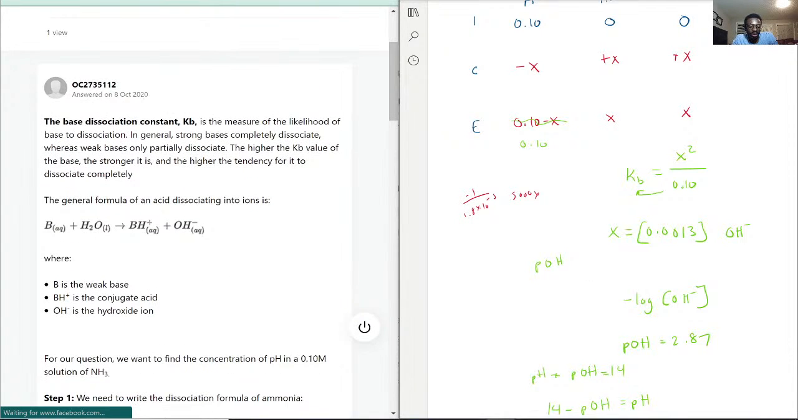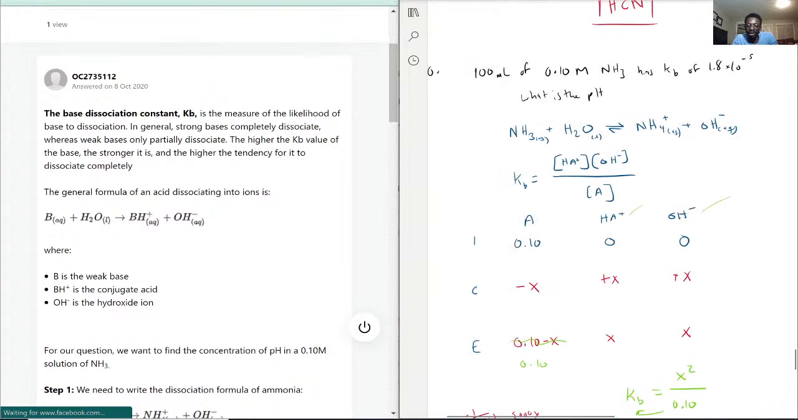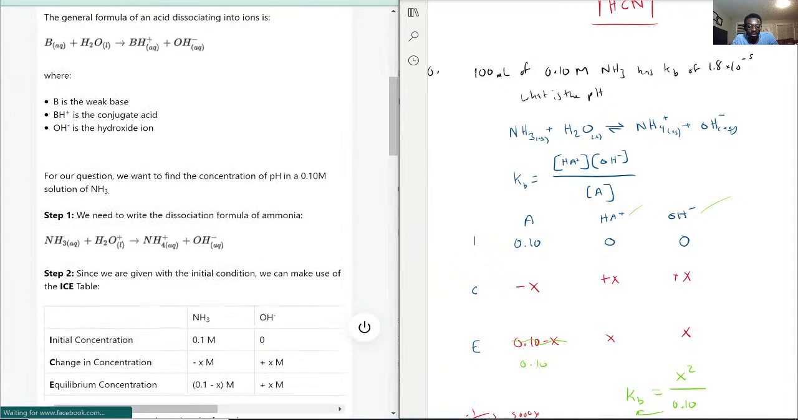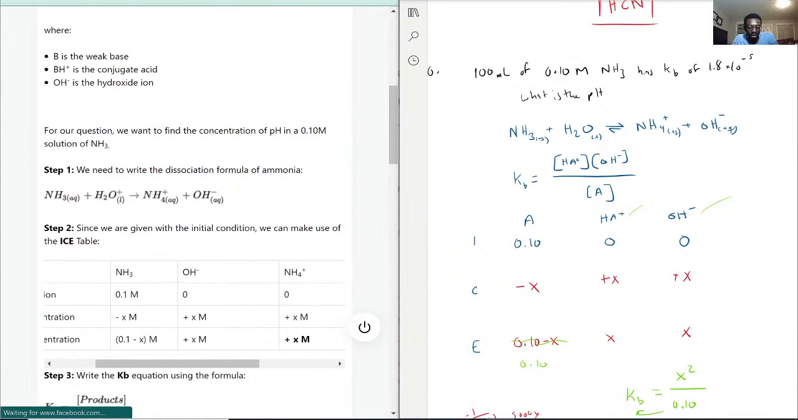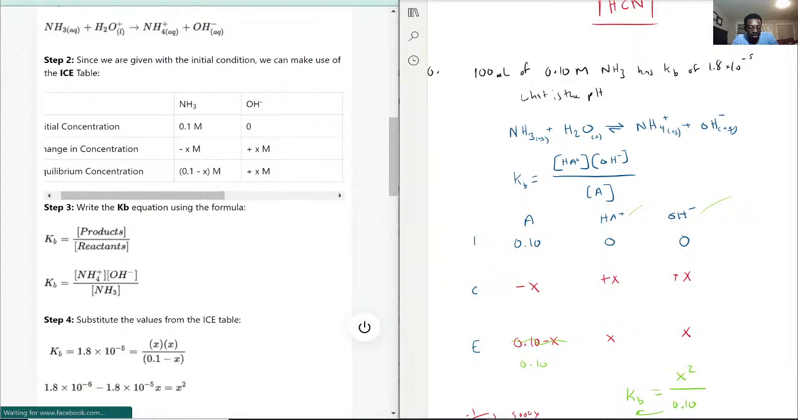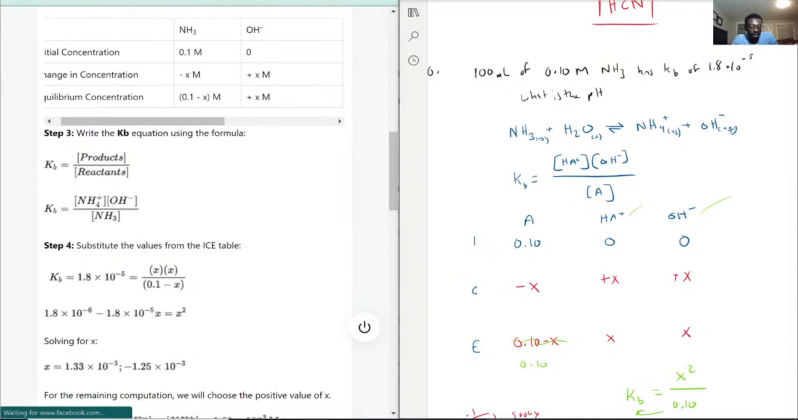So they did this formula, which is actually what we did. Amazing. That's the first formula we started with. And we got our hydroxide ions. Good. They did the ice table, which is good. Initial, change and equilibrium. And they did products over reactants. They did the Kb, but they did not make it easier for themselves at all.